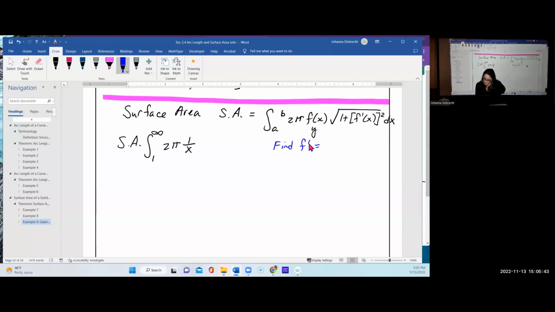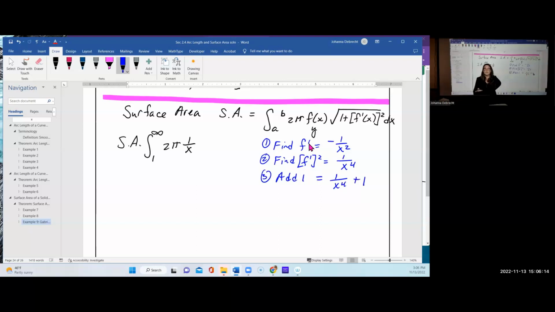When I find f prime, I've got 1 over x, so the derivative is negative 1 over x squared. And then I need to find that squared, which is basically going to give me a positive 1 over x to the 4th. So this is step 1, this is step 2, step 3, add 1. So I get 1 over x to the 4th plus 1.